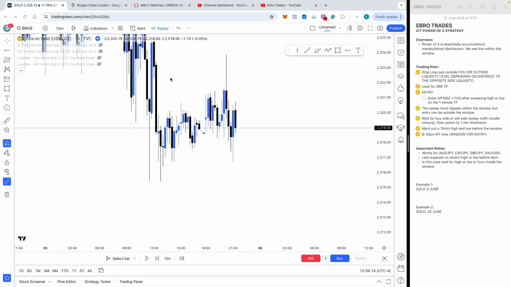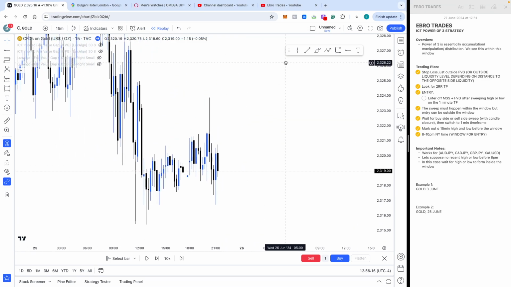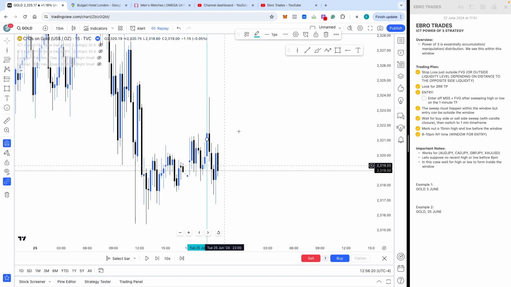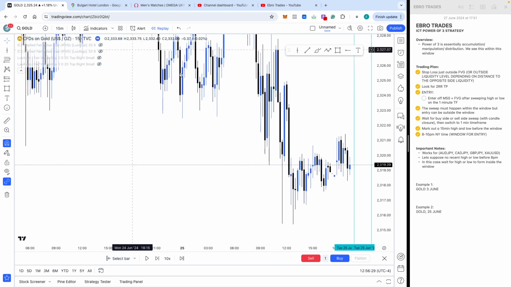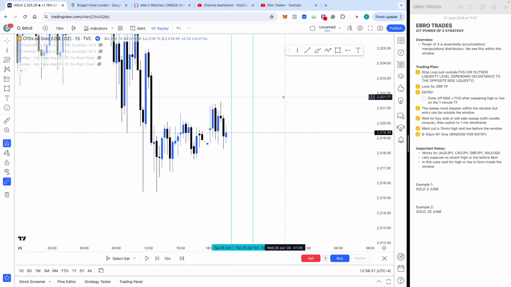All right, so example 2. Step 1, we mark out, so this is gold, 25th of June. We mark out our window, 8 p.m. to 10 p.m. Let me bring back the candles to just before our session. Let me mark out the high and the low on the 15-minute.